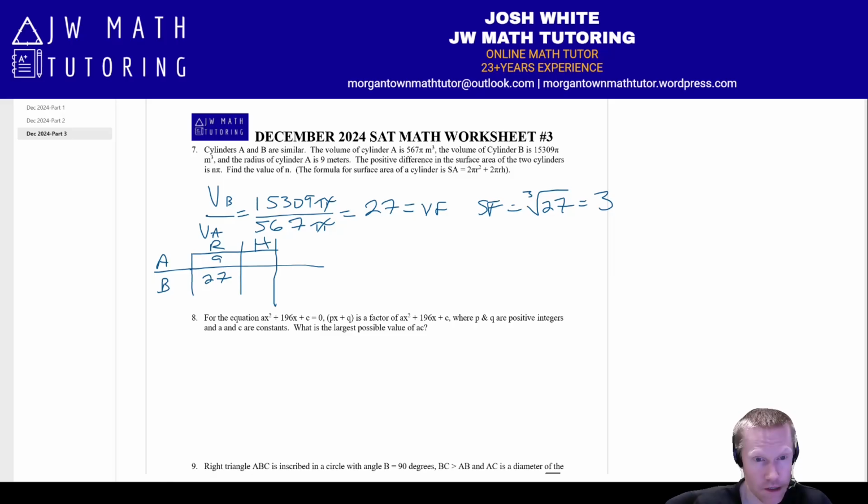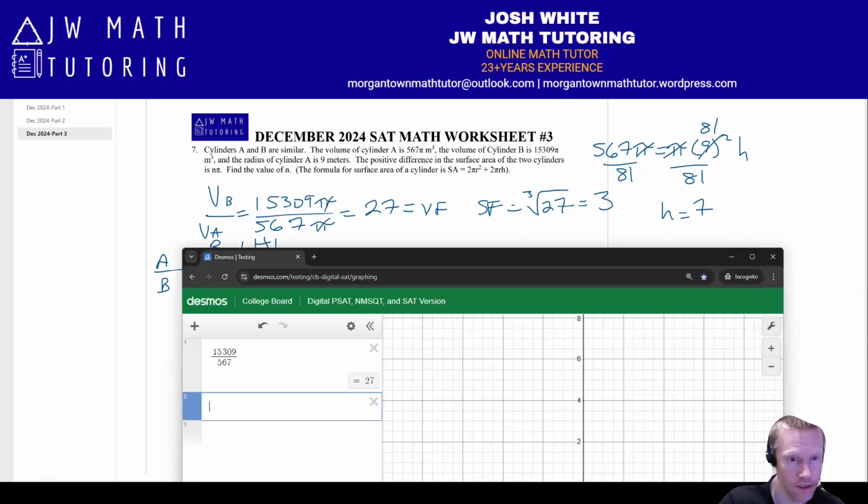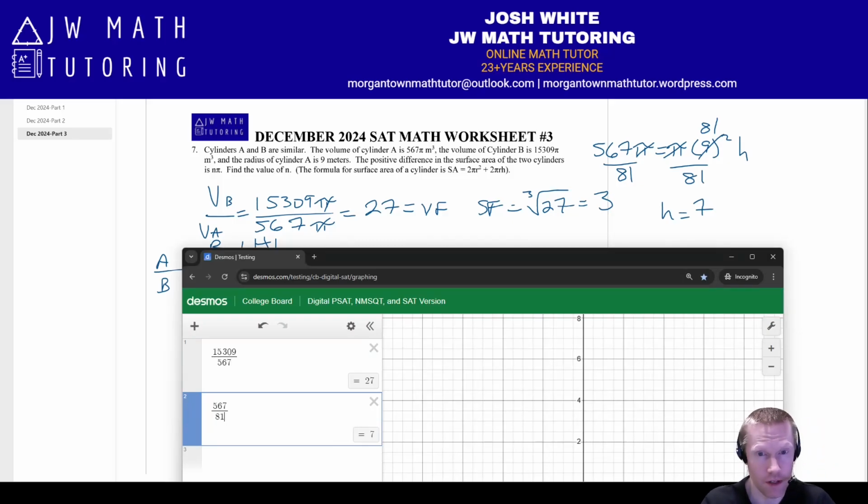So what we can do is take the volume, which is 567 pi, and set that equal to the formula for volume, which is pi r squared h, or pi r squared times the height. Fill in the radius value. Height value is what we're going to solve for. 9 squared is 81. The pi's will cancel out. Basically, you're dividing both sides by pi, and then just divide this by 81. You should get for your height 7. Let's just go to Desmos to check that. Okay, good. Height is 7.